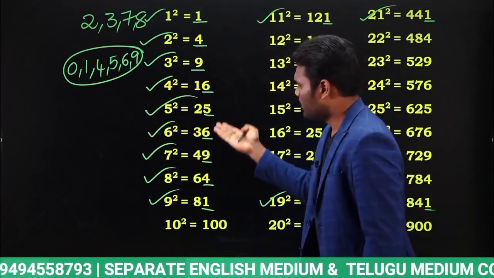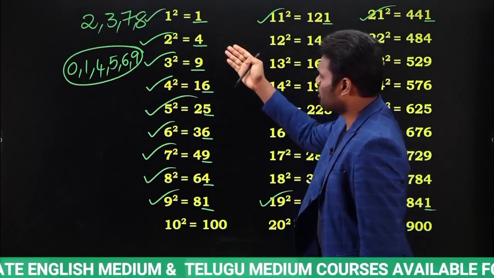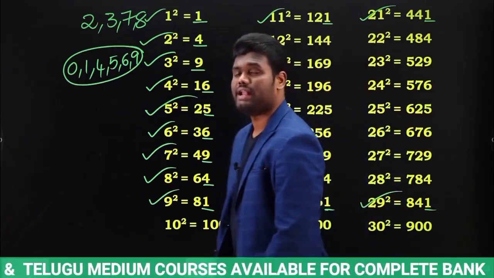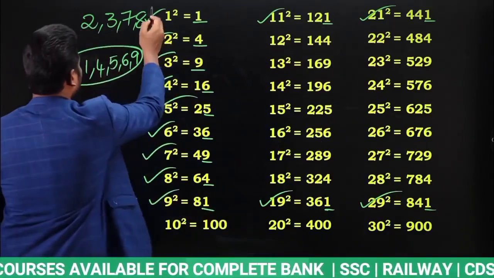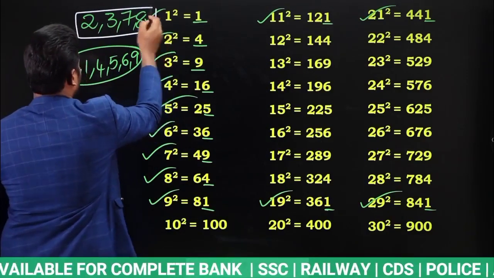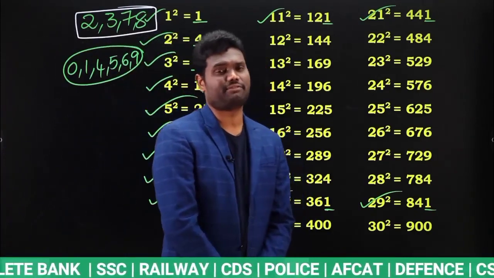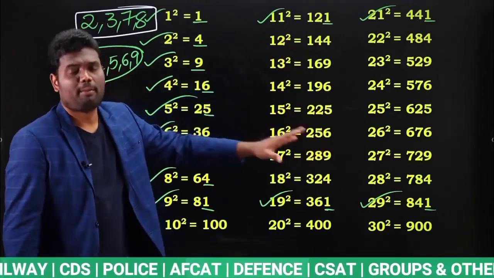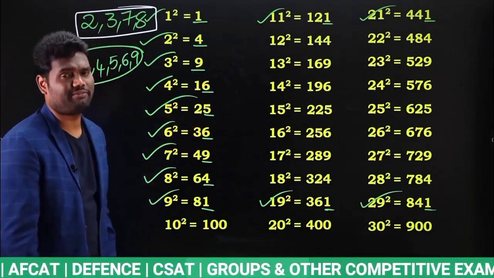Why? Because if you observe here, perfect squares are ending with 0, 1, 4, 5, 6, 9. Yes or no? But a very important point to be noted is that perfect squares never end with 2, 3, 7, 8. If you want, you can check here. Perfect square values never end with 2, 3, 7, 8.